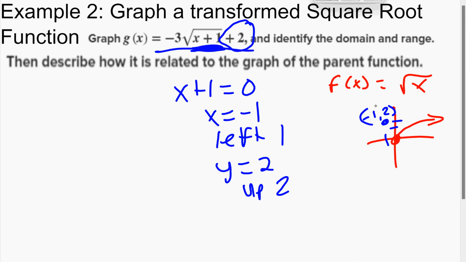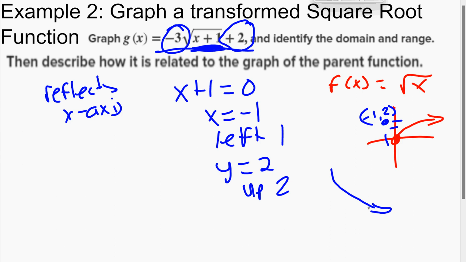Now we notice that we have this -3 out here. Well, the negative is what reflects about the x-axis, right? So now instead of facing up, we are now going to face downwards. We're going to go down like that, okay? That's what this does. Flips it over the x-axis.